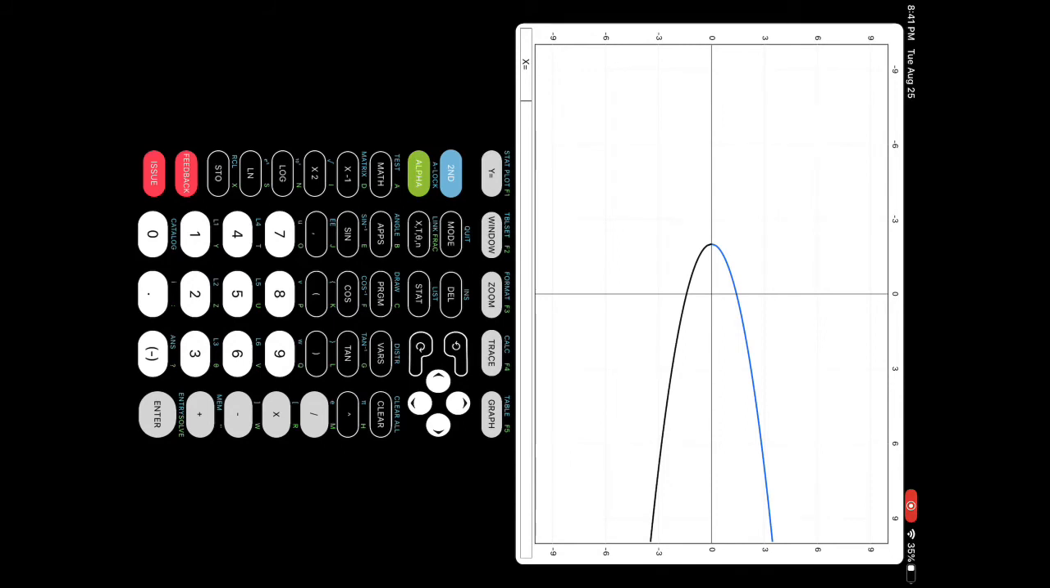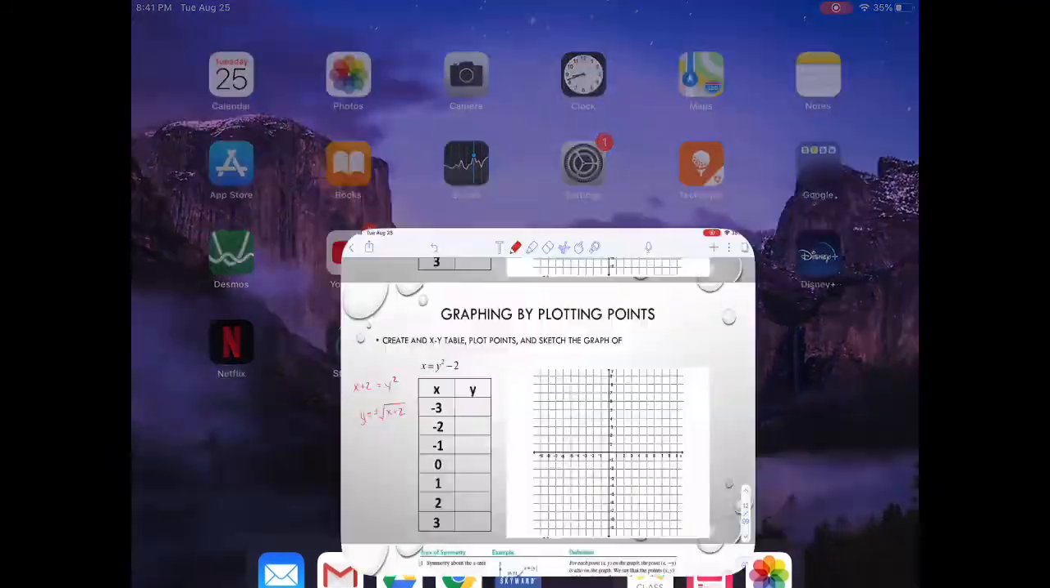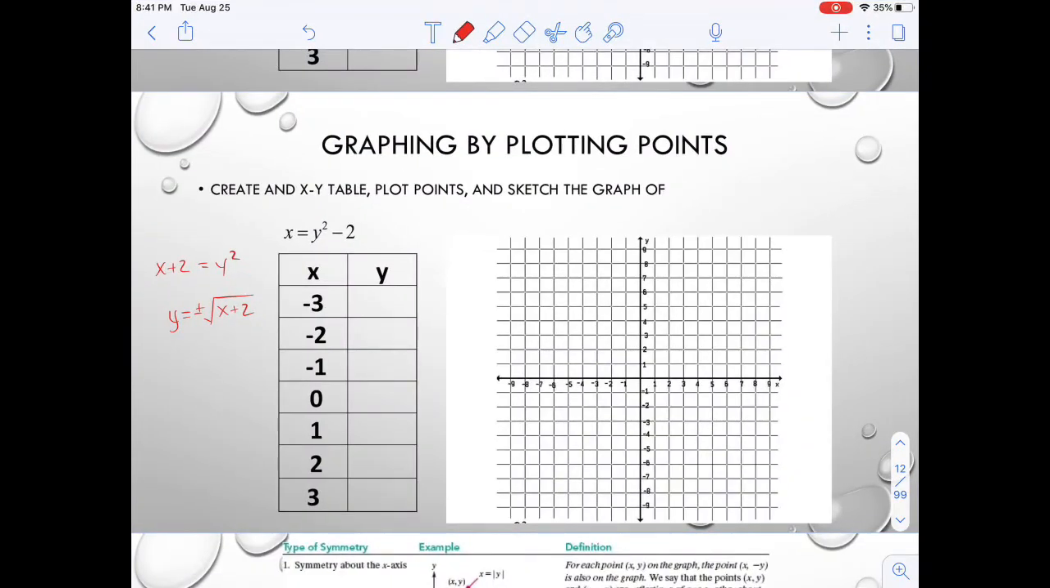Okay, when I have x equals y squared, I have what we refer to as a sleeping parabola. It's a parabola that's laid over on its side. Right? If you think about it, if I split this into 2 equations using, say, a piecewise function or a set of brackets, I have the square root of x plus 2 and the opposite of the square root of x plus 2.